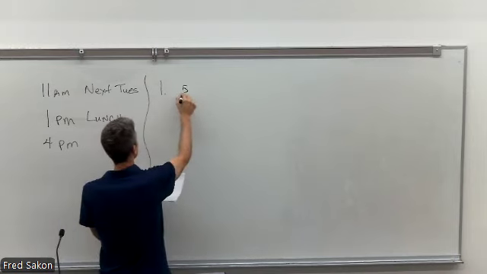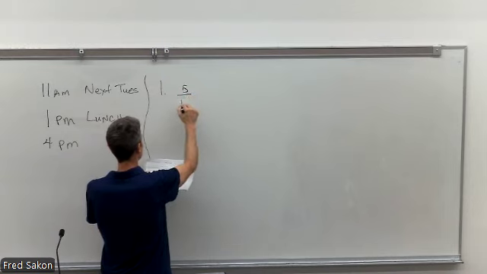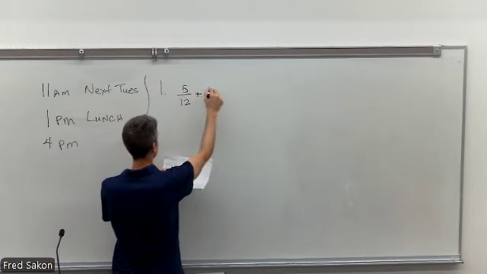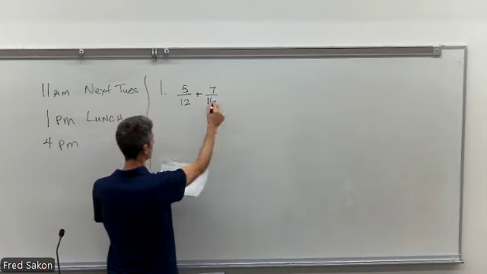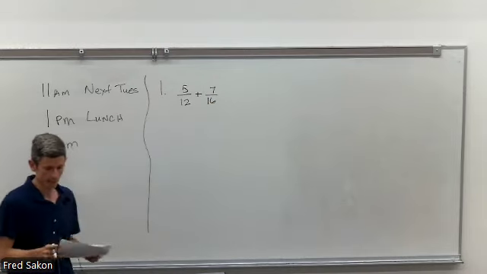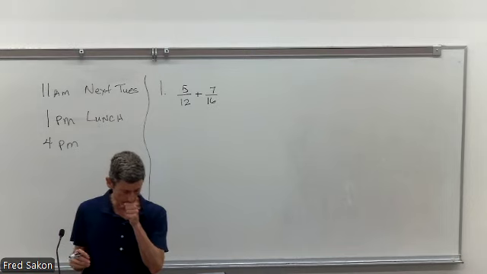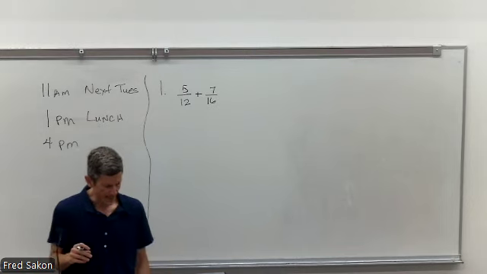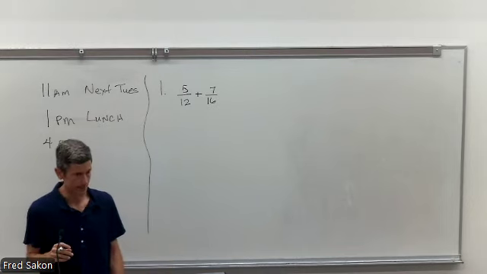First one is adding fractions, 5/12 plus 7/16. What do we have to do when we are adding fractions like this?